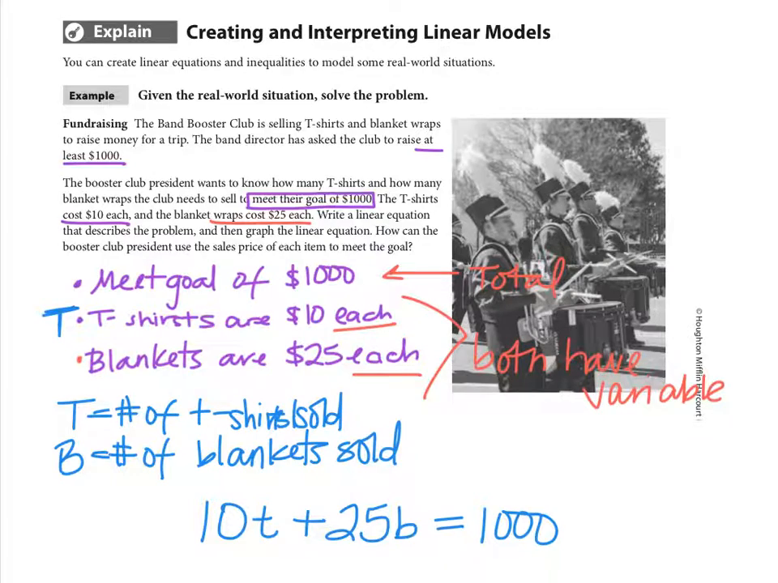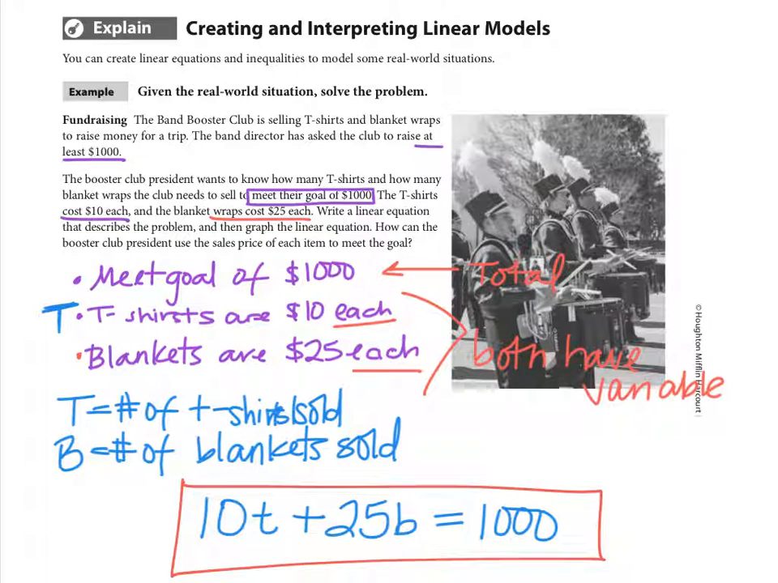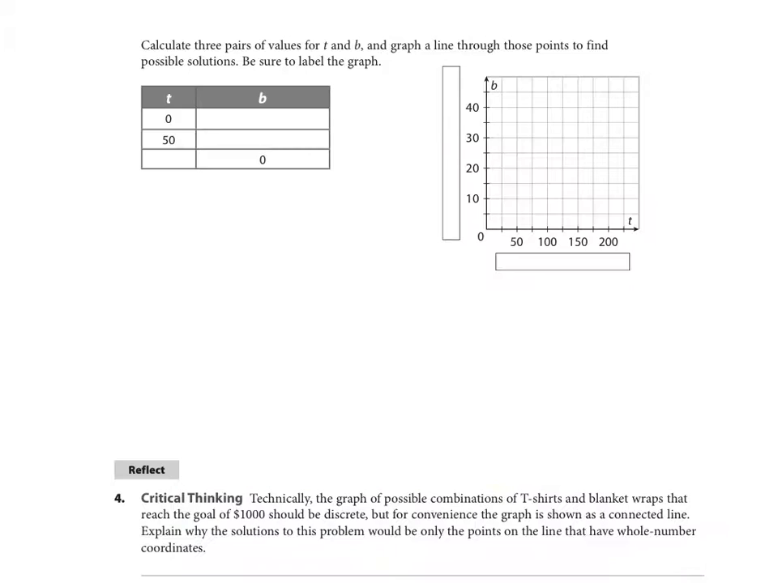So we're going to think about this equation. We're going to use a graph to be able to answer the final question, which is how can they meet that goal? So here's my equation. Make sure you understand where I got all those pieces from. And let's look at the graph.